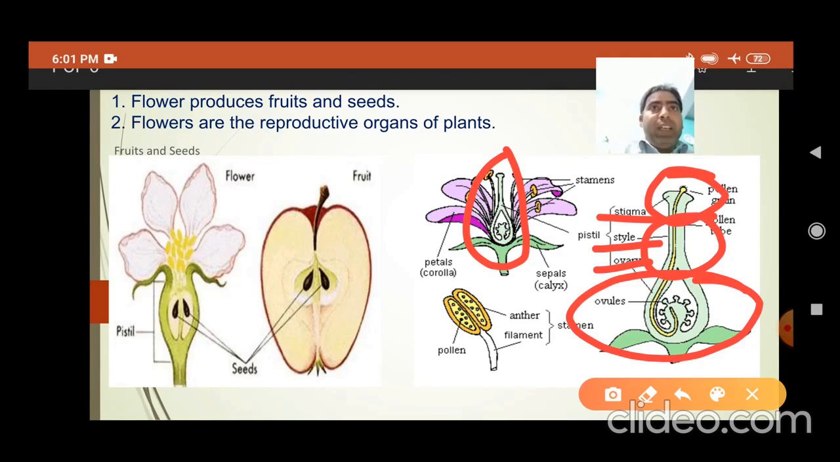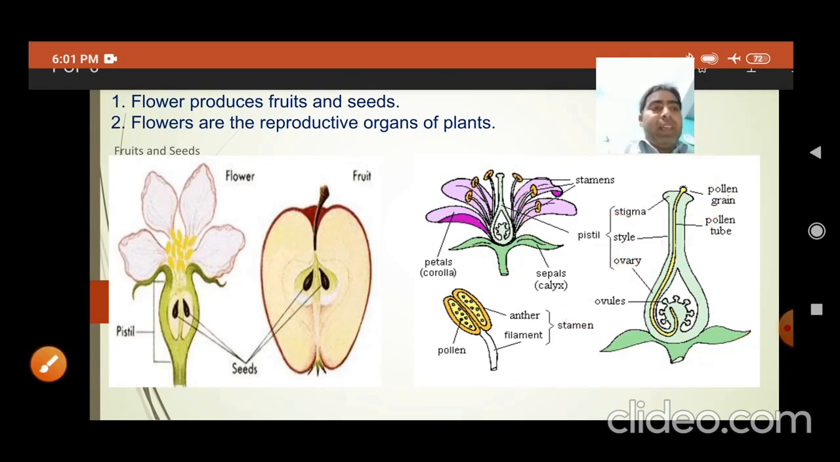The ovary contains ovules. Here you can see the ovary contains ovules. Each ovule produces female gametes. Each ovule contains only one female gamete called the egg.